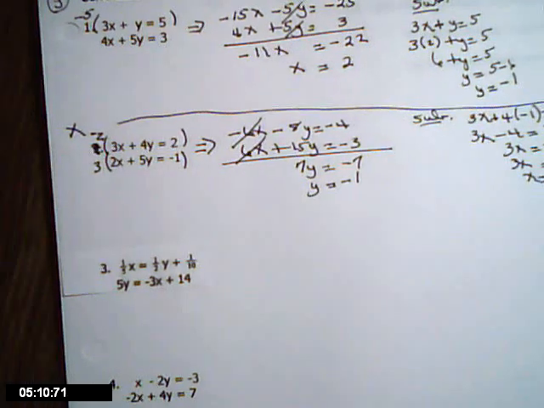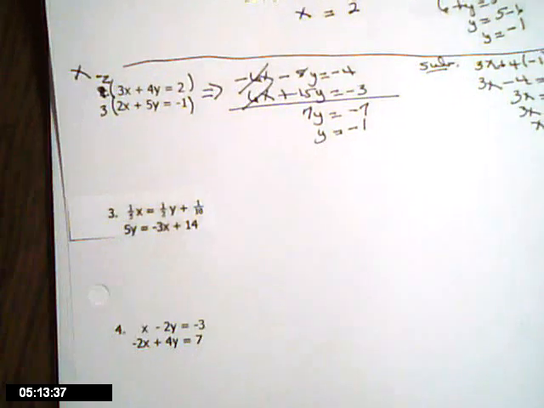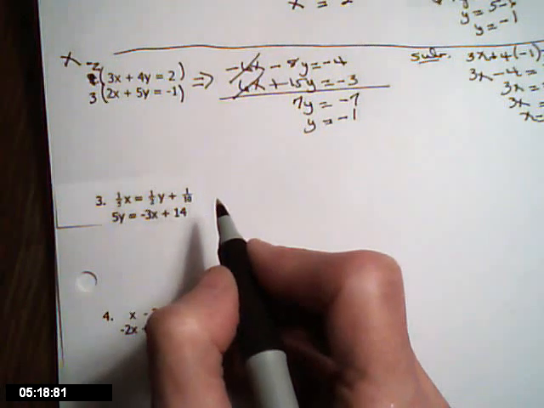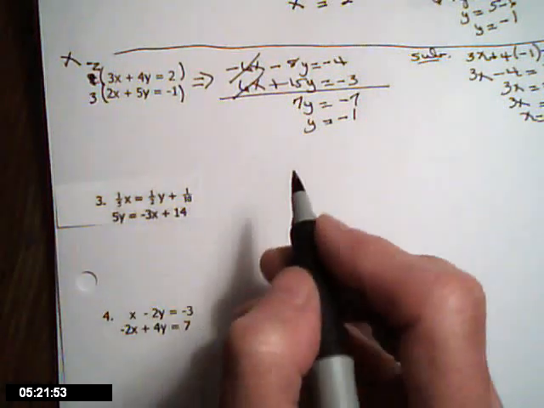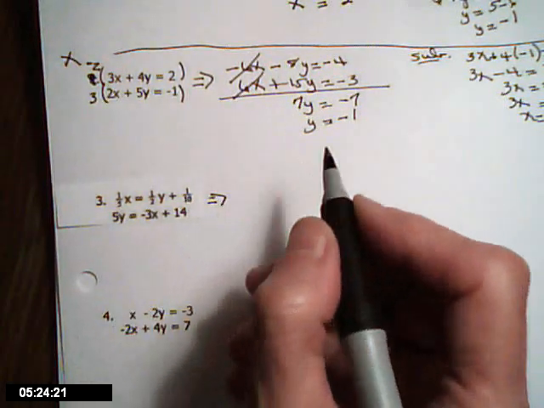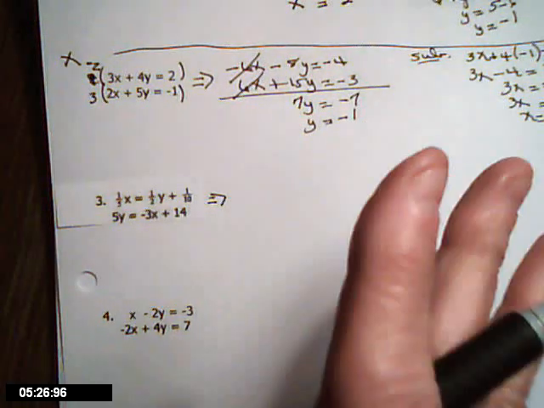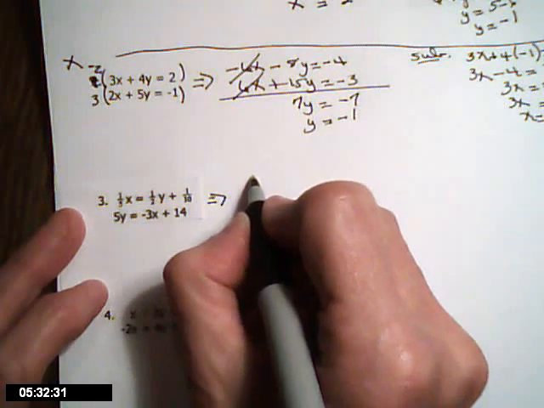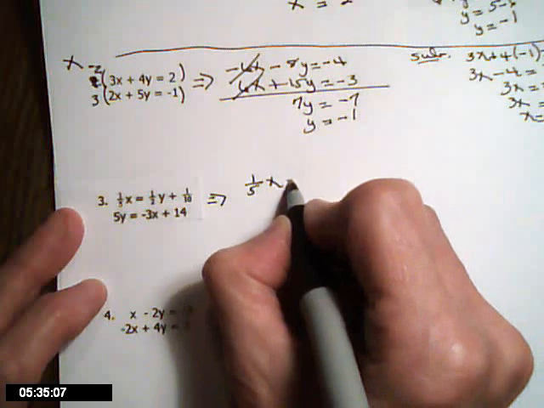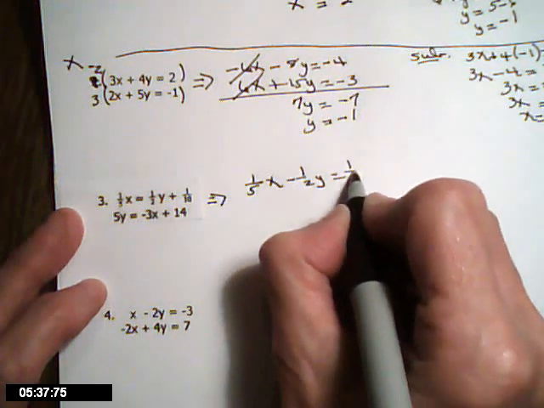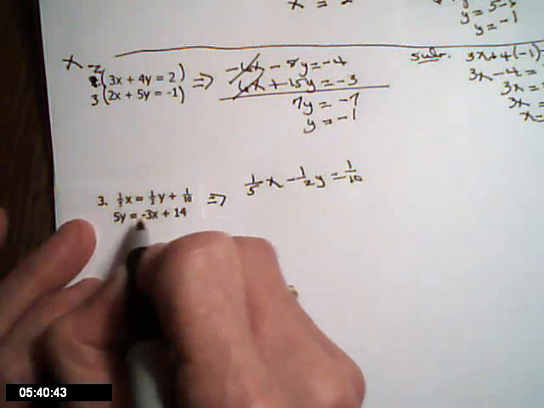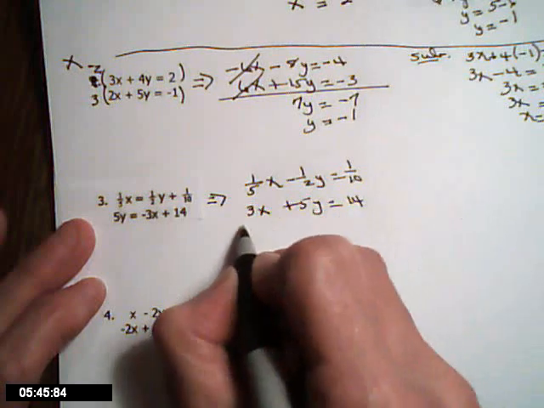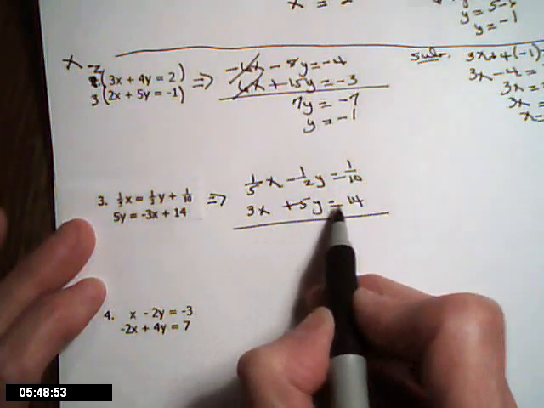All right, we're going to look at problem number 3. Now, when you see a fraction, the first thing I want to do is to get rid of the fraction. So here, there are two things I really need to do. I need to get rid of the fractions, and you notice these are written out of order. I need x, then y, then equals, then number. So I think I'll just go ahead and reorder them. That'll be 1/5 x minus 1/2 y equals 1/10. And now I want to move the x over. 3x plus 5y equals 14.